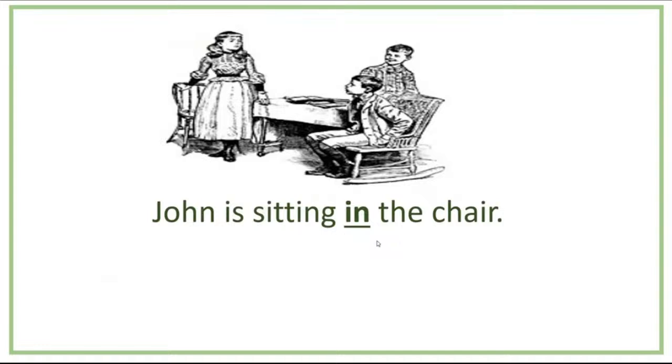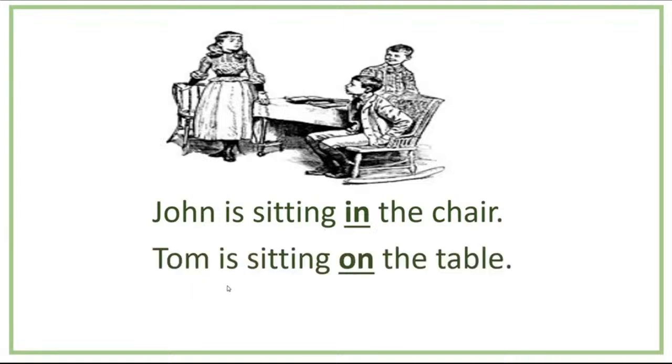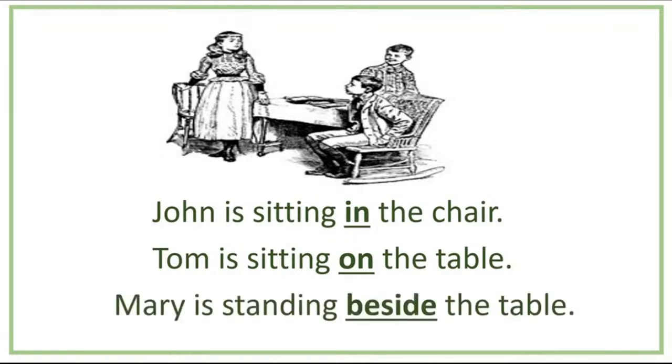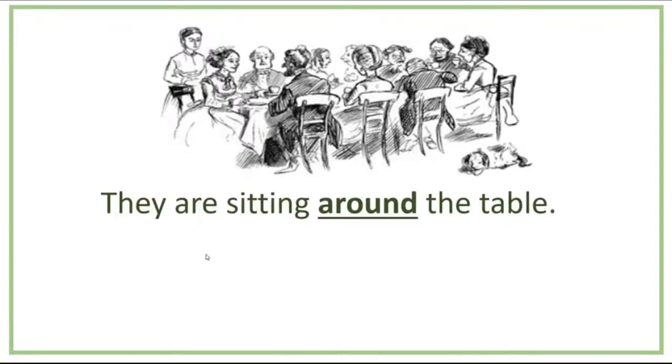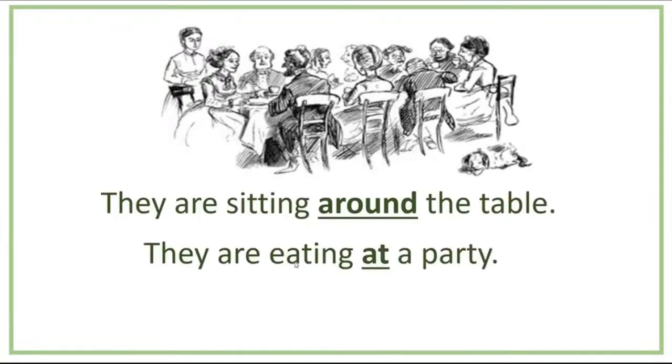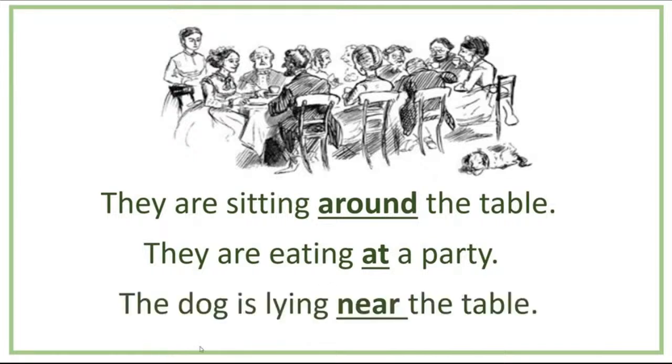Picture 2. John is sitting in the chair. So as you can see, John is sitting in the chair. Tom is sitting on the table. And Mary is standing beside the table. They are sitting around the table. They are eating at a party. The dog is lying near the table.